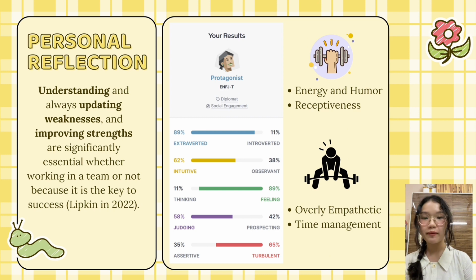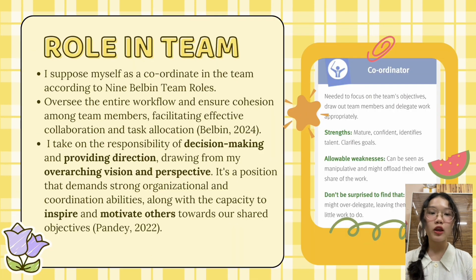Next one is my role in the team. So with the identification of my strengths and weaknesses, I see myself as a coordinator in a team according to the 9 Belbin team roles.